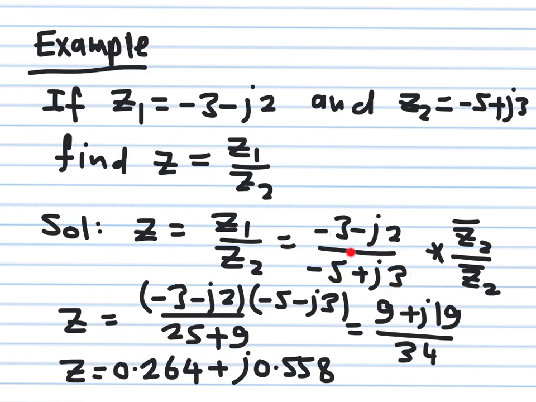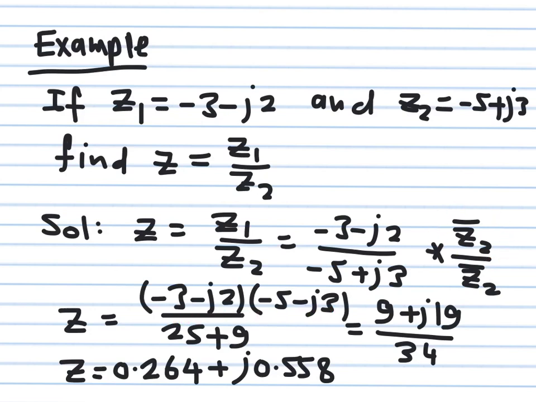As we agreed, you have to multiply by the conjugate of the denominator, so you have to multiply by minus 5 minus J3. So in the denominator, this gives you the modulus of this term squared, so this will give you minus 5 squared is 25, plus 3 squared is 9. While in the numerator, you're going to have this bracket here, multiplying this term, which is minus 5 minus J3, as shown here. So this is going to give us four terms.